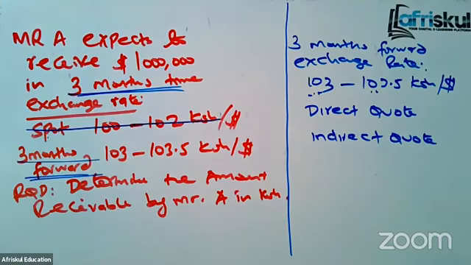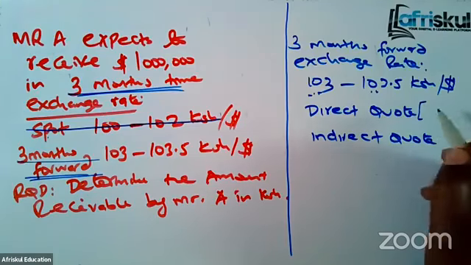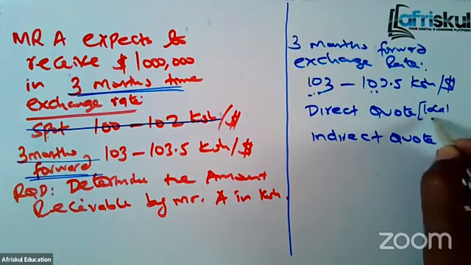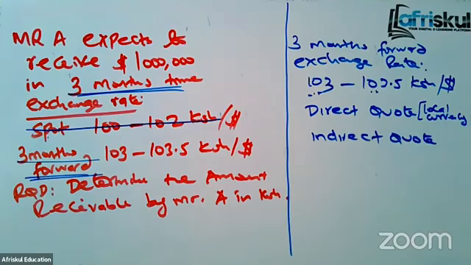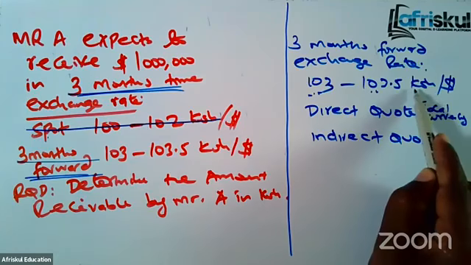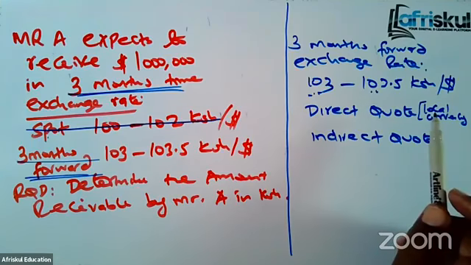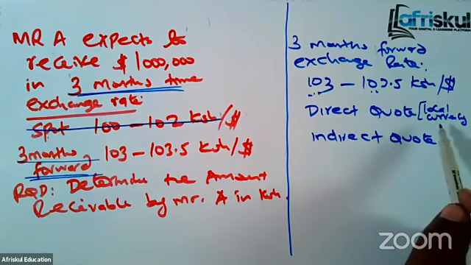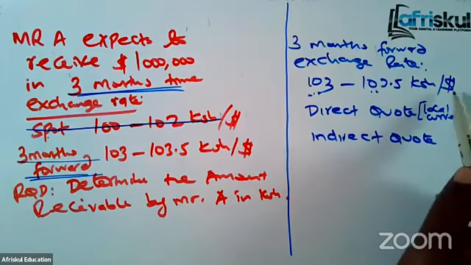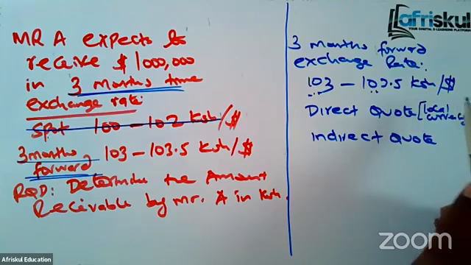So for direct quotation, we are normally given the amount of the local currency which is needed to buy a unit of foreign currency. Like now we are given 103 Kenya shillings, the amount of local currency needed to buy a unit of foreign currency. So America, the US, is a foreign country, so the dollar becomes a foreign currency.